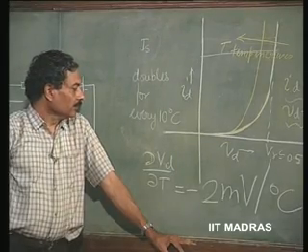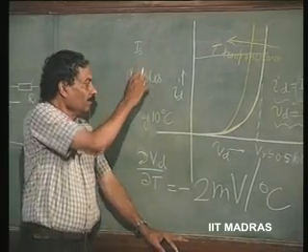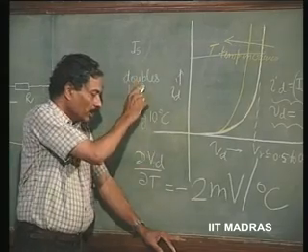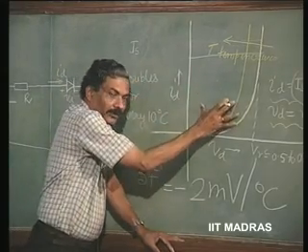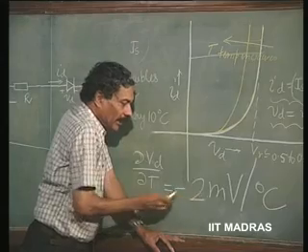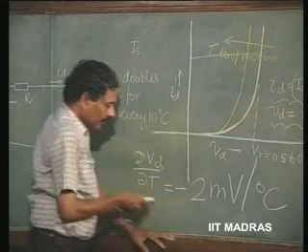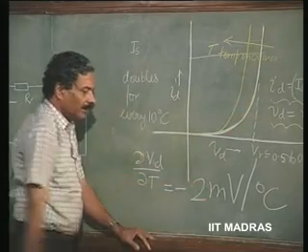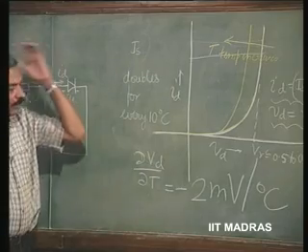So, Is doubles for every 10 degree centigrade. Because of this, the diode which is biased at a constant current has its forward voltage Vd changing with respect to temperature with a negative temperature coefficient of 2 millivolts per degree centigrade.